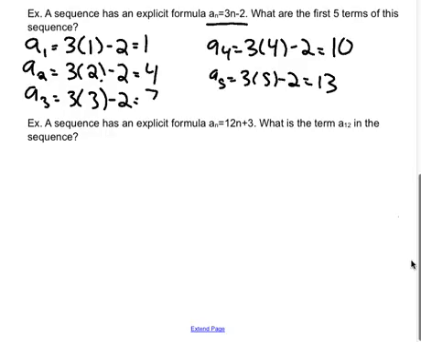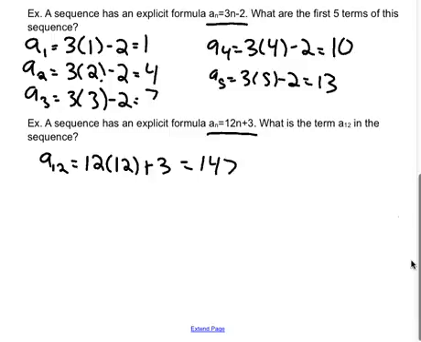We can even jump up. Let's say I have this explicit formula and I want to know what a12 is. Well, all I have to do is plug in 12 for n. 144 plus 3 gives me 147. So finding any term is super simple when you have the explicit formula, okay? All you have to do is plug it in, just like you're dealing with a normal equation, all right?